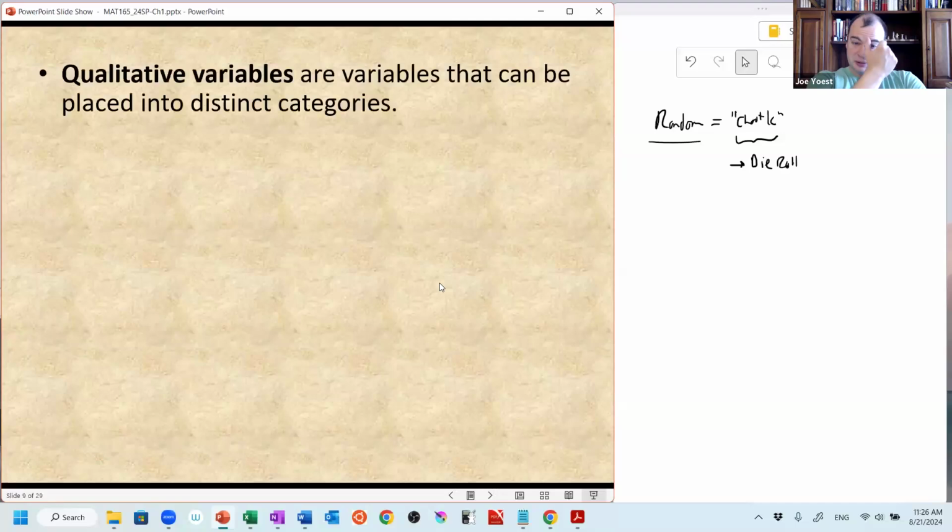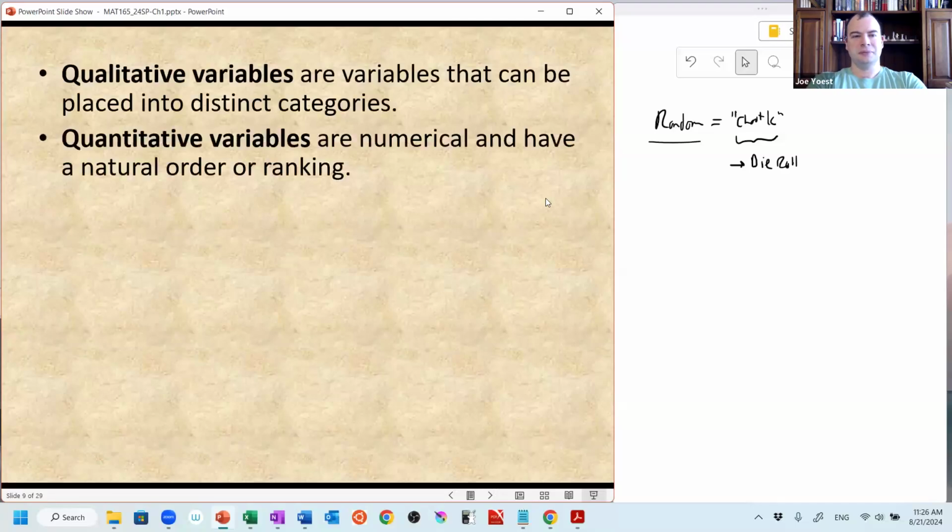Okay, so let's move into this. The first way that we can split variables is between qualitative versus quantitative. Qualitative variables are variables that can be placed into distinct categories, whereas quantitative variables tend to be numerical and have a natural ordering or ranking.